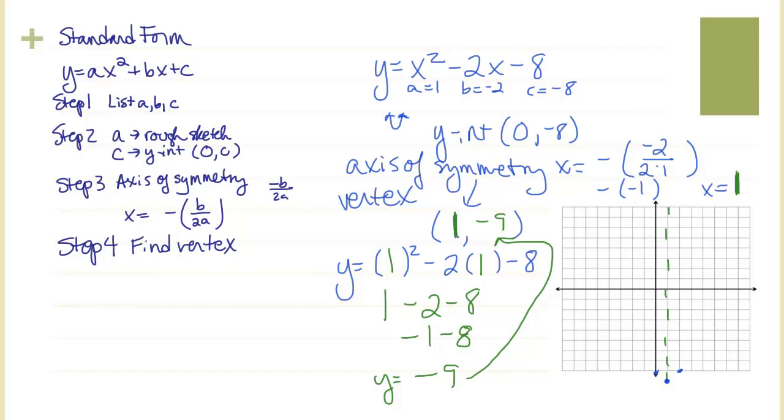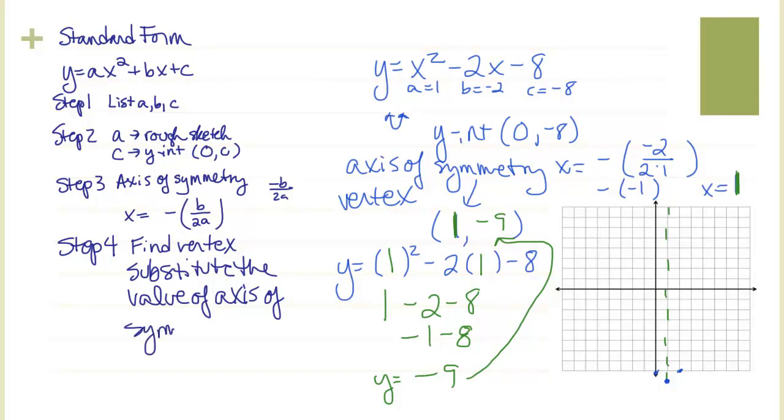How did we find the vertex? We substitute the value of the axis of symmetry into the original equation. Right? That gets us the y value. Find vertex y value. Because we already know the x value, that's the axis of symmetry.